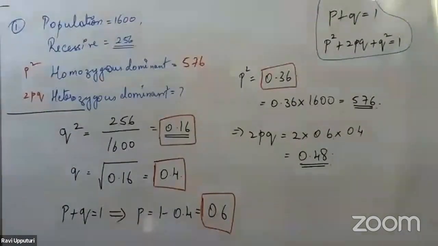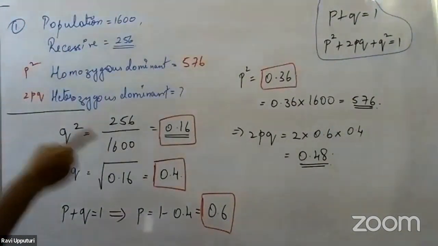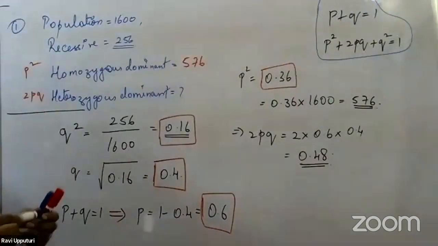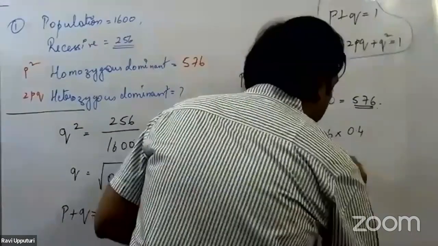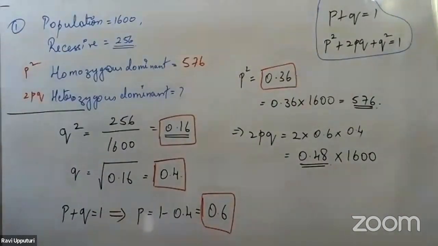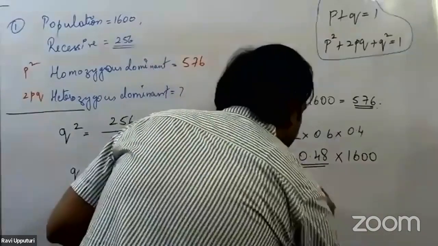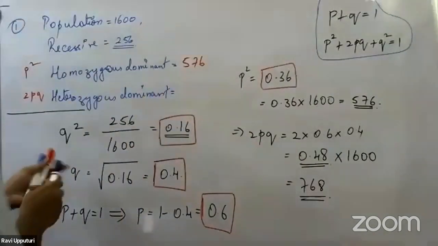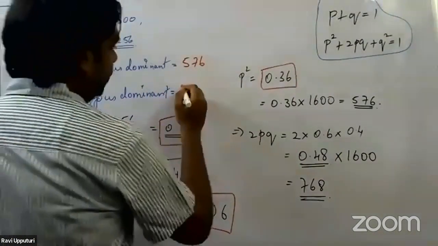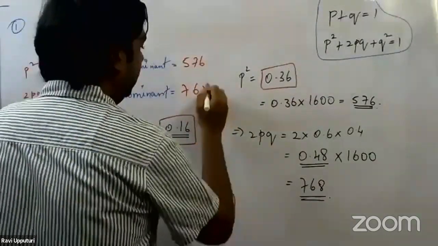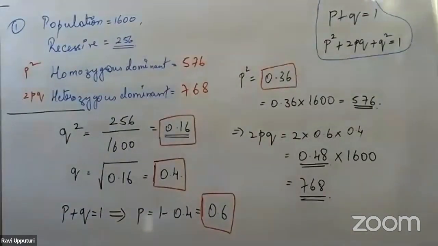Now, from the frequency of the heterozygous dominant genotype, if we want the number of heterozygous dominant individuals, this would be 0.48 into the total number of individuals in the population, that is 1600. So how much would this come to? It would come to almost 768. So there are 768 individuals, and these 768 individuals are heterozygous dominant individuals. So this is how we actually start doing it, right?